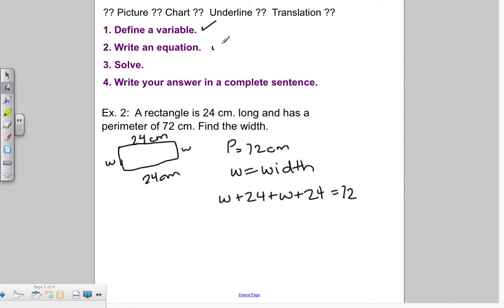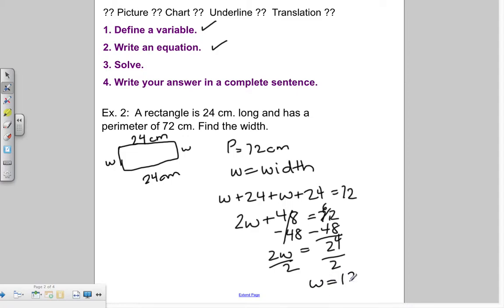Now I wrote my equation. Now I'm going to solve it. I've got 2 W's and I've got 48. That's combining like terms. Subtract 48. That goes away. 2W divided by 2. W equals 12. Am I done?